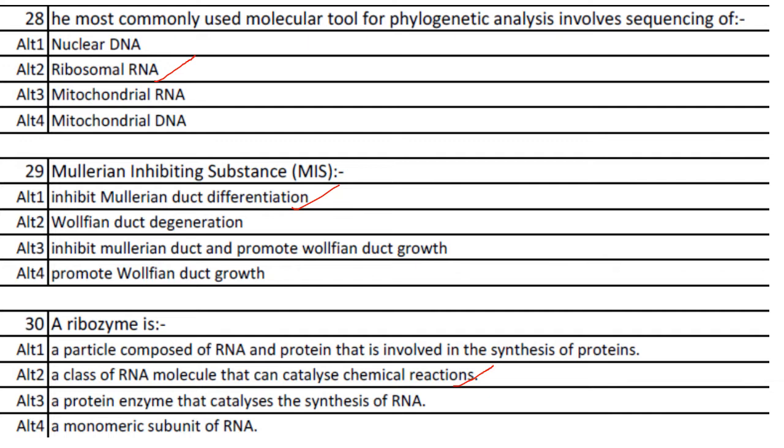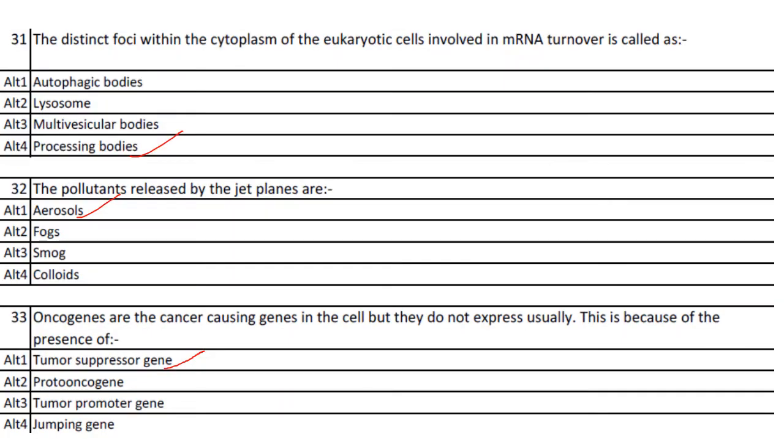Then next one. A ribozyme is? It is a class of RNA molecule that can catalyze chemical reactions. So that is a ribozyme. The distinct foci within the cytoplasm of the eukaryotic cell involved in mRNA turnover are called P bodies or processing bodies. Answer is option D. The pollutant released by jet planes is aerosols. This is a repeated question.